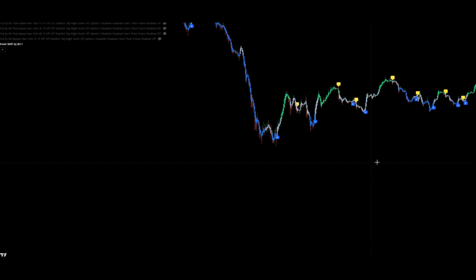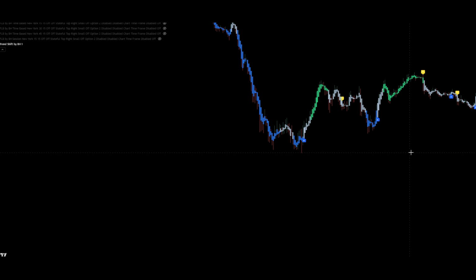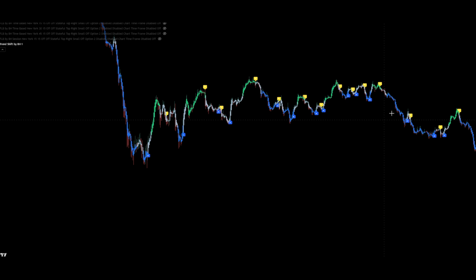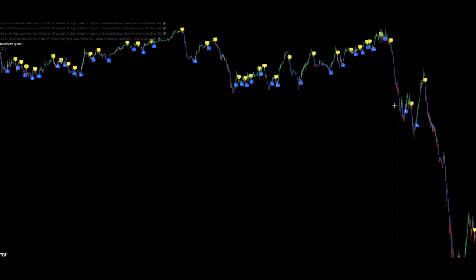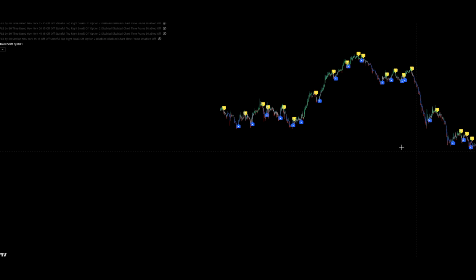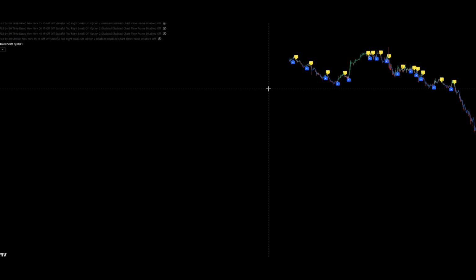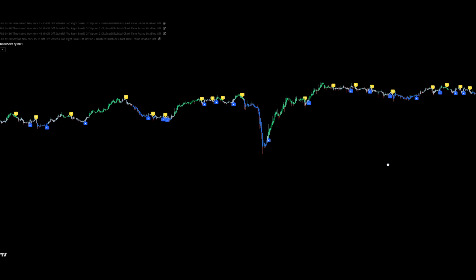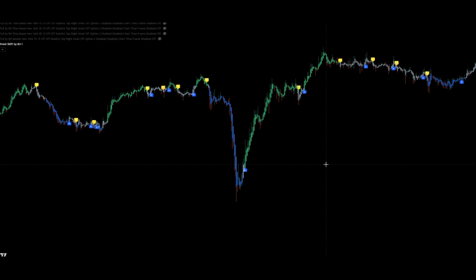Nah, that's not a really good example. This is really choppy. We need in session. You need some volume. You can't be doing this stuff when there's no volume. It doesn't work. Nothing works when there's no volume. It's just going to do whatever it's going to do.